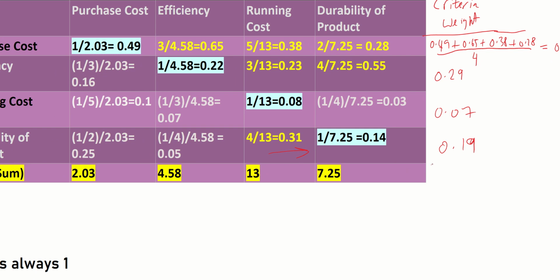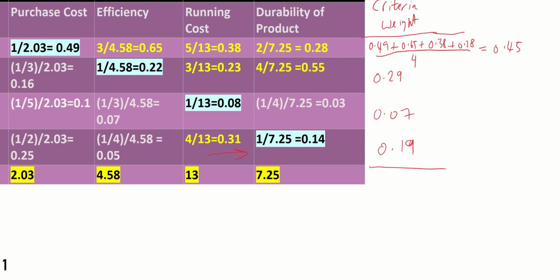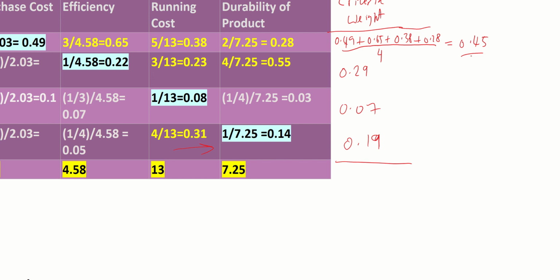All right. What you would notice is that if we add up each of these individual weights, we should be getting 1, and that's how you know that you've done the calculation correctly. So that should add up to 1.